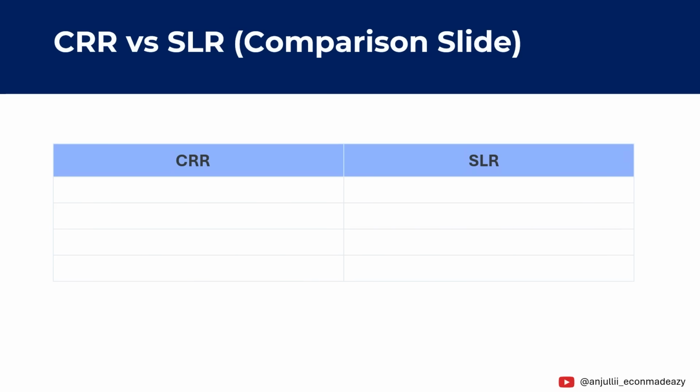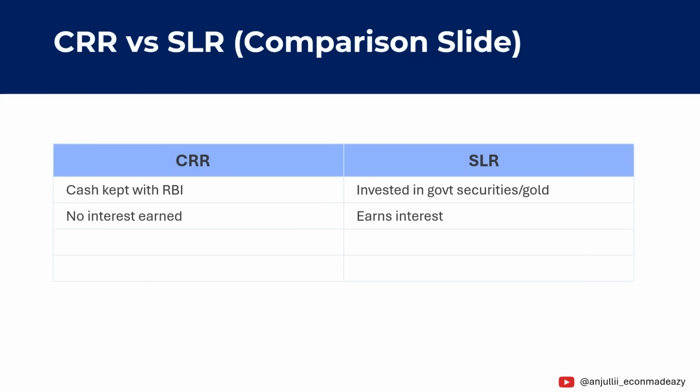Let's quickly compare CRR and SLR side by side because students often mix up these two reserve requirements. In the case of CRR, banks must keep a portion of their deposits as cash with the RBI, whereas under SLR, they keep a portion of their deposits in liquid assets like government securities or gold. Since CRR is kept as cash with the RBI, banks do not earn any interest on this amount. But under SLR, banks invest in government securities, so they do earn interest on these investments.